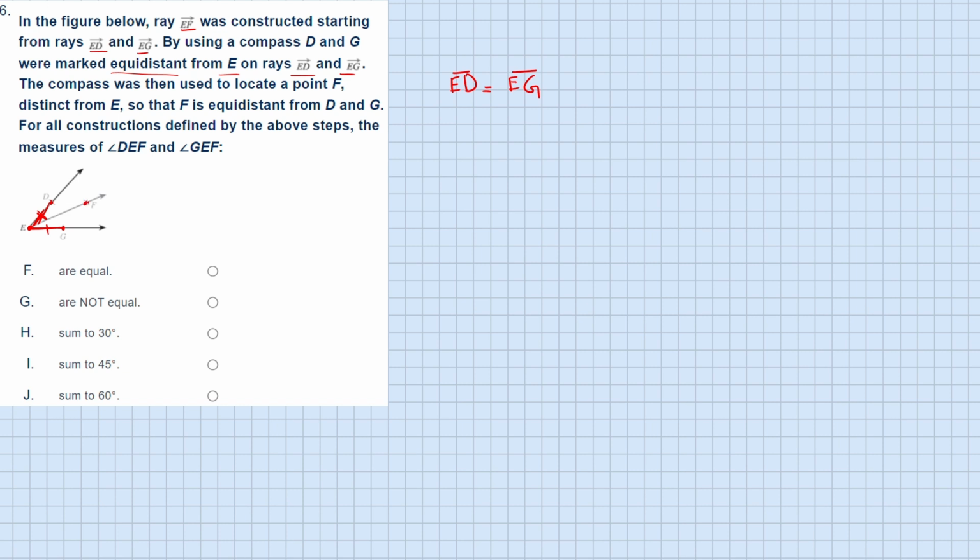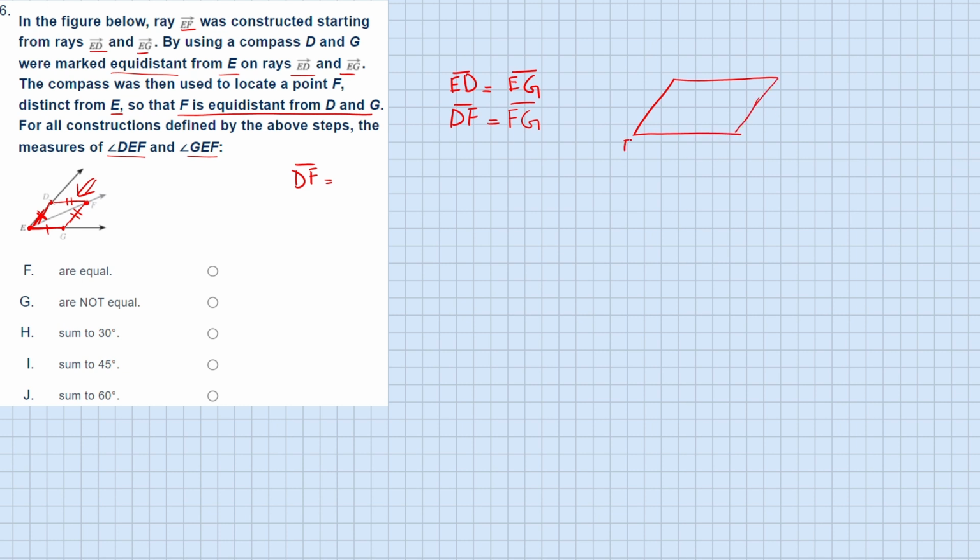Now the compass was then used to locate a point F. Point F is here, distinct from E, so that F is equidistant from D and G. It means that this distance is equal to this distance, right? DF is here, and DF is equal to FG. So these two distances are also equal, and we need to see about the angles DEF and GEF. Let me just draw the diagram again here. The diagram looks something like this.